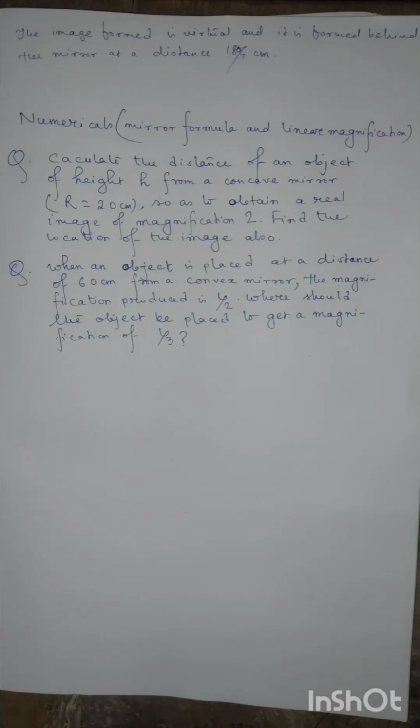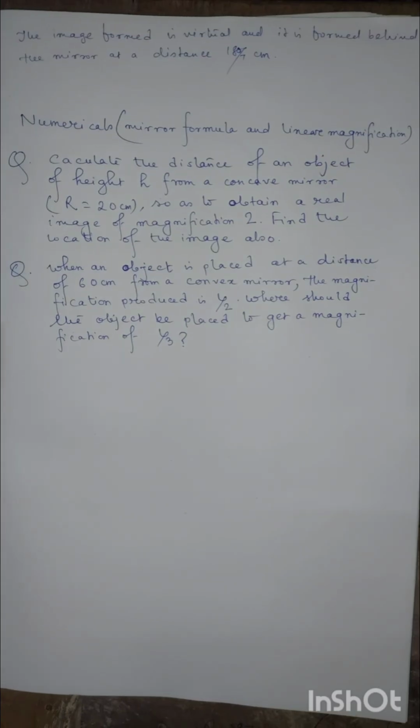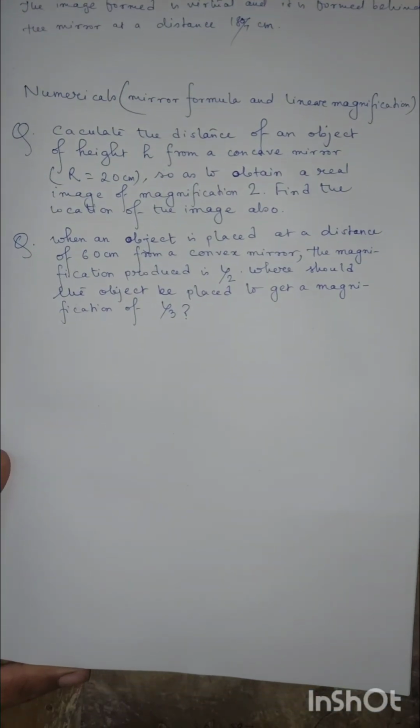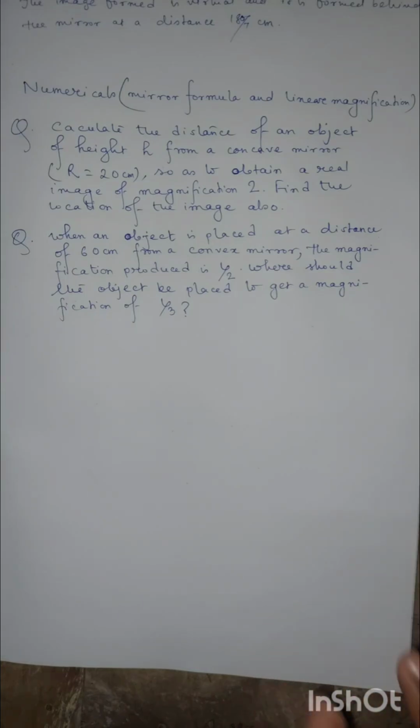The first question says: calculate the distance of an object of height h from a concave mirror with radius of curvature 20 cm, so as to obtain a real image of magnification 2. Find the location of the image. So this is what our question says. Now let us do it.